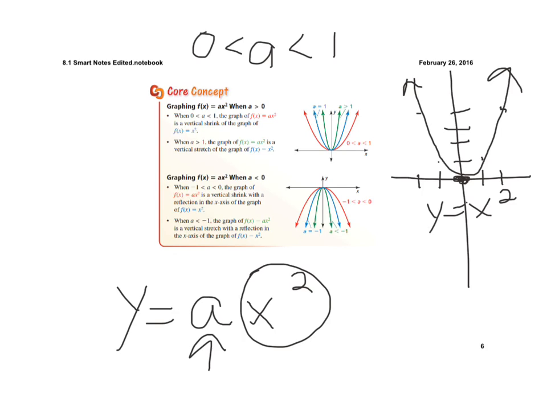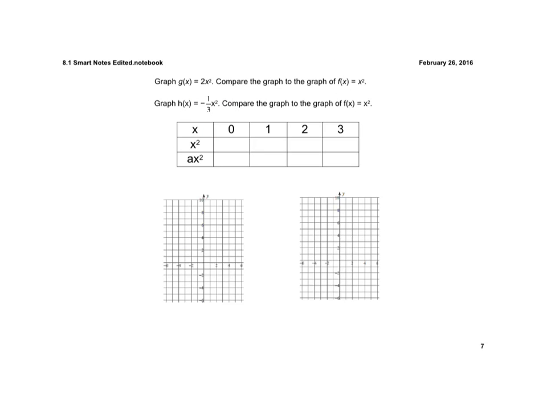Now, if the a is negative, then it makes the graph open down. Okay, it's reflected over the x-axis and it opens down. But again, if we think about the negative as just reflecting, then if the absolute value of a is between 0 and 1, then it's going to be wider. And if it's greater than 1, then it's going to be narrower. So now I want us to graph this.